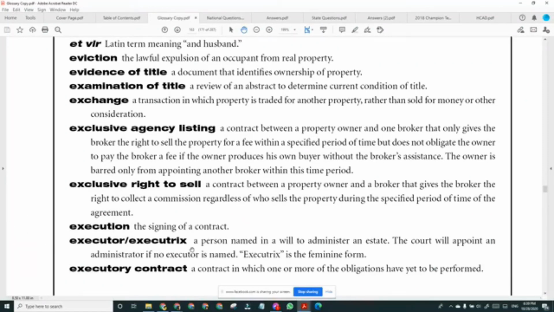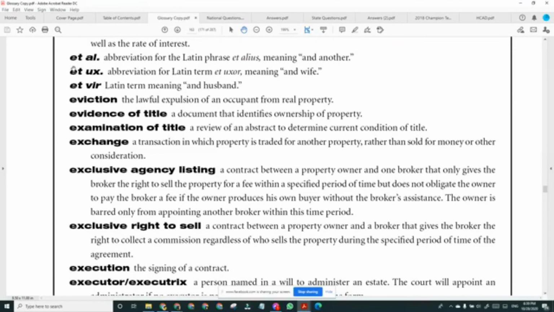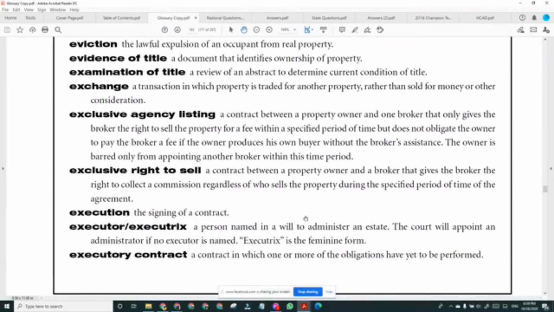Executor, executrix: a person named in a will to administer an estate, right? An interest in property. The court will appoint an administrator if no executor is named. Executrix is the feminine form. Okay, it's almost like here, executrix is wife. I'm learning some of this stuff, I forget it because we don't use it. However, if it goes to the court, the judge assigns an administrator. If there is a will, there's an executor or an executrix.